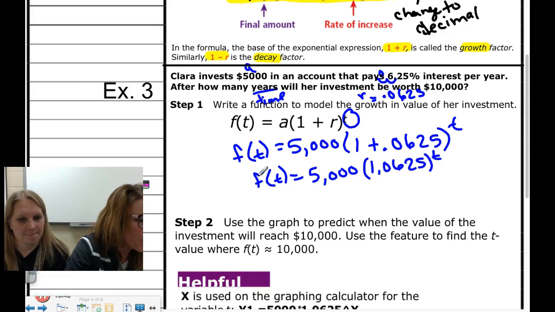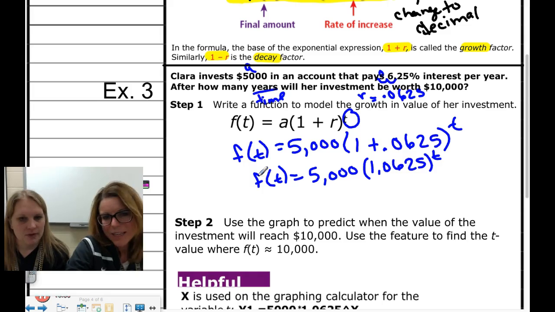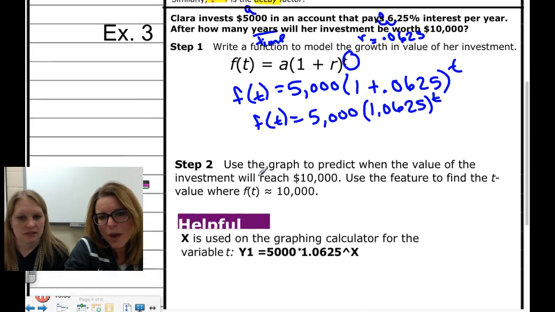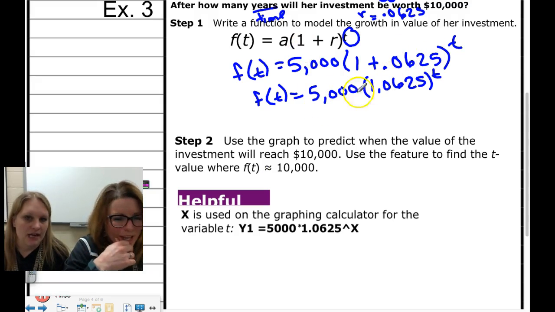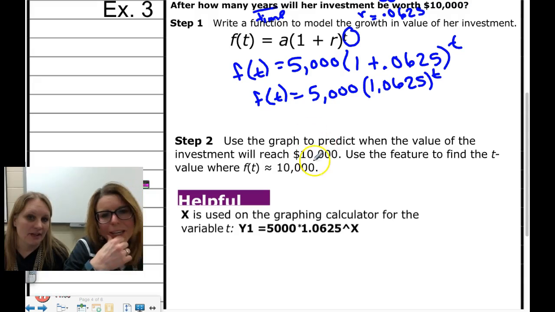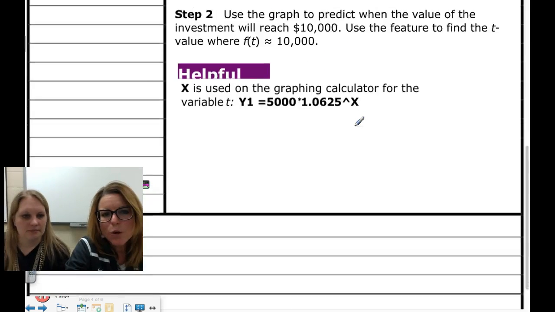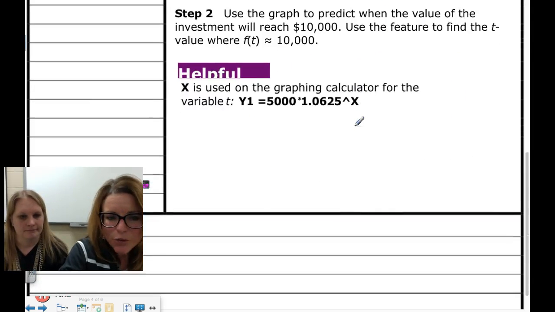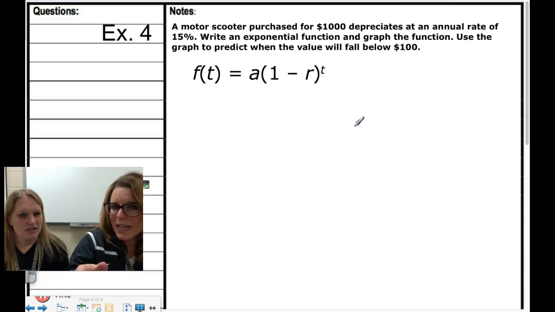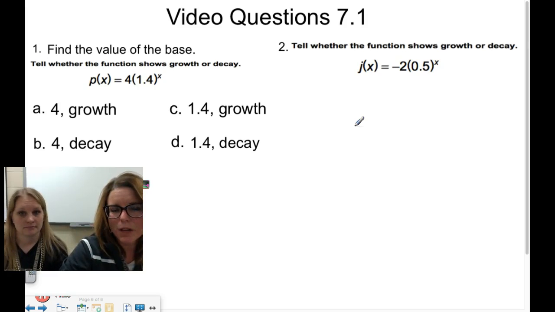Now, what I think we're going to have to do is help them in class, because step 2 is asking us to use the graph to predict. What we would do is plug this in our calculator under y equals and see where the y value is 10,000 to predict it. So we're going to finish step 2 in class. We decided to skip that and go on to the video questions.